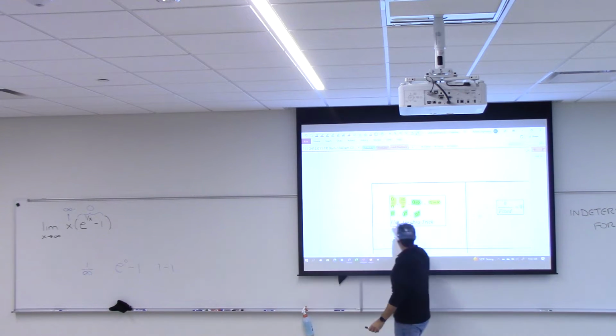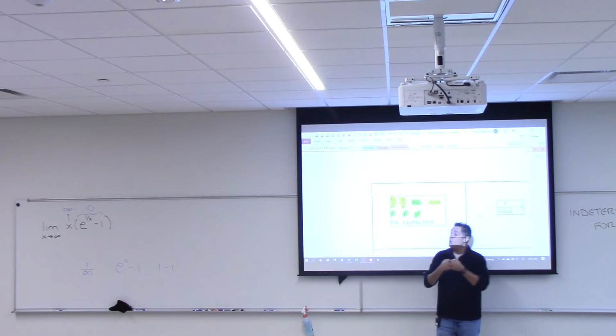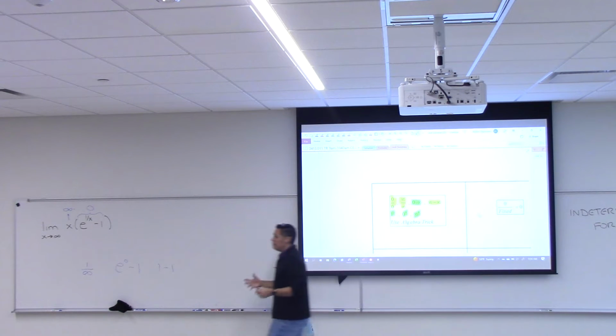Now, when we have something that's really small times something that's really big, and it doesn't matter what order these are in because it's multiplication, you can always flip it. This is an indeterminate form. We talked about this last class. Something's getting small, something's getting big. You're multiplying them. Who wins, right?